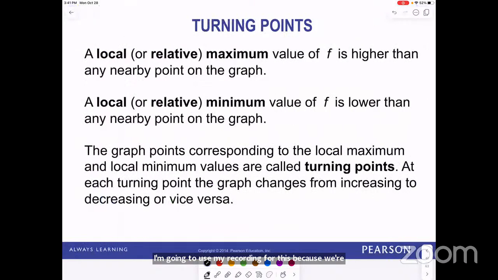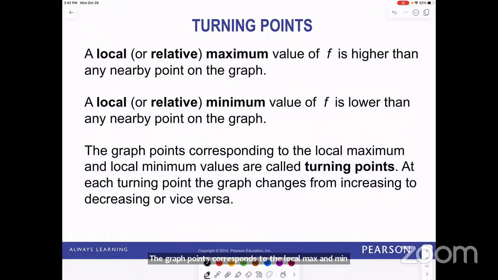And then turning points, a local max. A local max is like when you're looking at the graph, the top of a mountain. So where our graph turns, we have a turning point, and it's like the peak of a mountain. We call that a local max. And then the bottom of a valley, we call those the local minimum. The graph points that correspond to the local max and min values are called turning points.